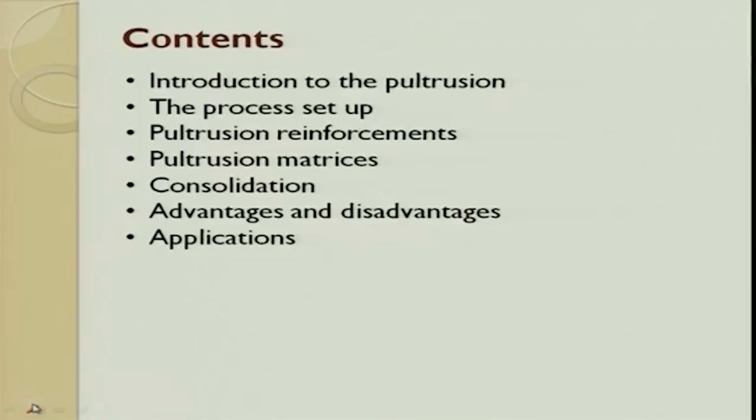Now, what strikes your mind quickly: can I make different shapes? Yes, you can make different shapes, but it has to be in a restricted die. For example, you can make uniform cross section materials or products through pultrusion. The content is, first, the introduction of pultrusion, then the process setup, then the different kinds of reinforcement, then matrices, here it is thermoset. What are the different matrices in thermoset, then consolidation, how does it happen, advantages, disadvantages and a few of the applications.